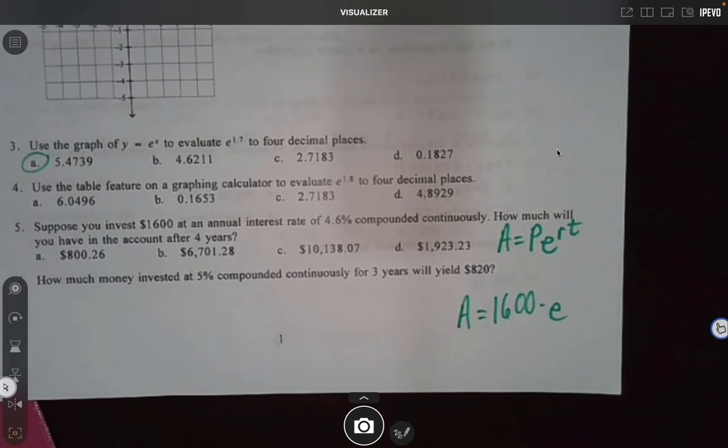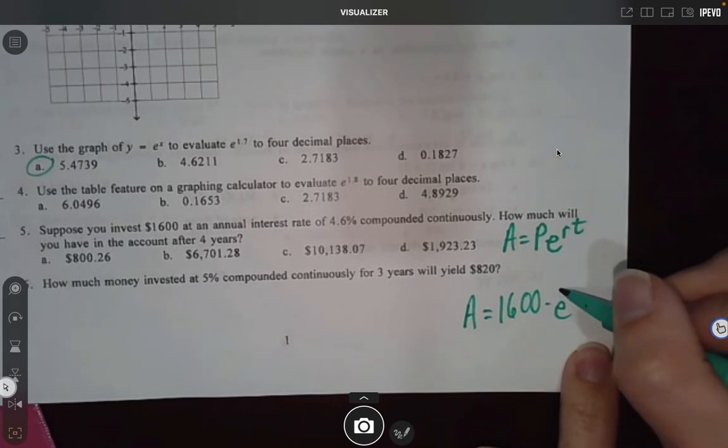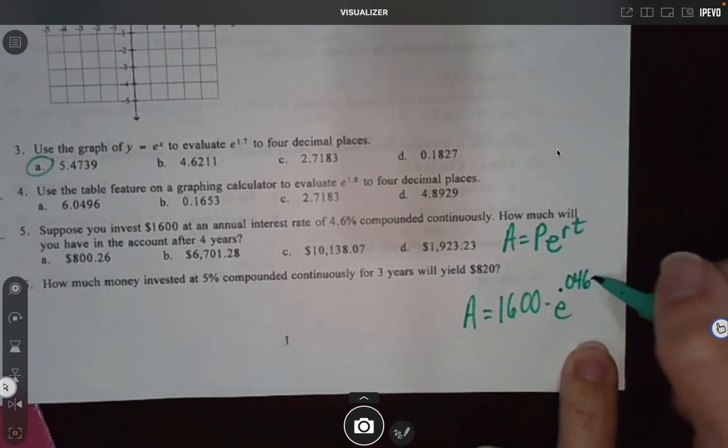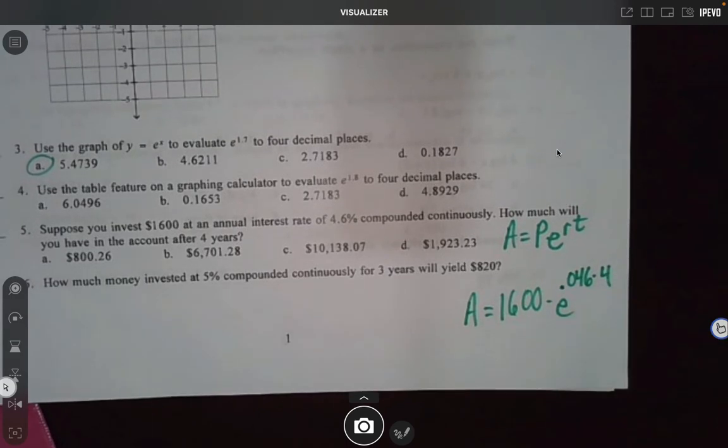Okay. That might be another way to do this one. But so I'll look at that formula in a second. So I'm just going to do, the rate is 0.046. And what's my time? 4. Okay, and then we'll put all that in the calculator. So let's see what we get. 1,600 times E to the 0.046 times 4. Did you get the same answer? Was it D? I get D.